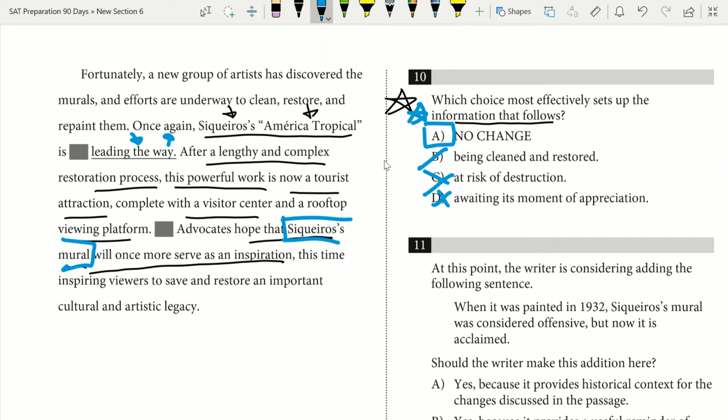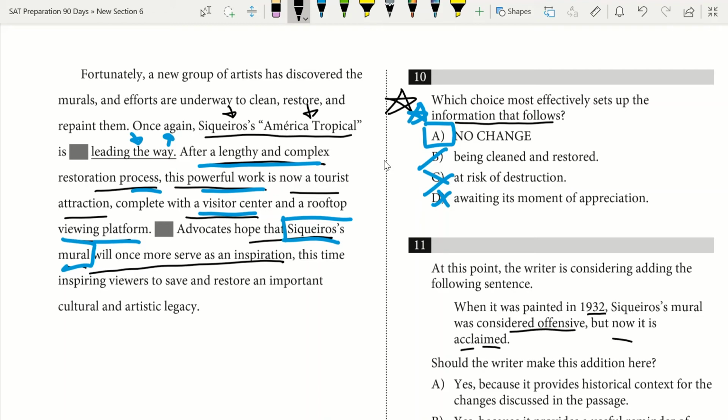All right, next up, we've got question 11. Okay, so let's go ahead and work our way down there. We have, after a lengthy and complex restoration process, this powerful work is now a tourist attraction, complete with a visitor center rooftop viewing platform. At this point, the writer is considering adding the following sentence. When it was painted in 1932, Sakura's mural was considered offensive, but now it's acclaimed.